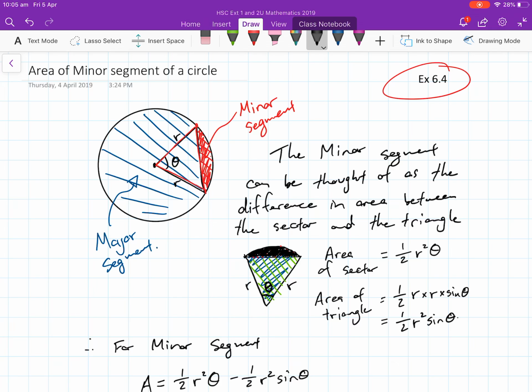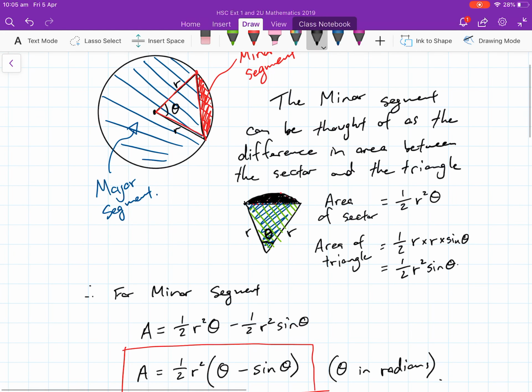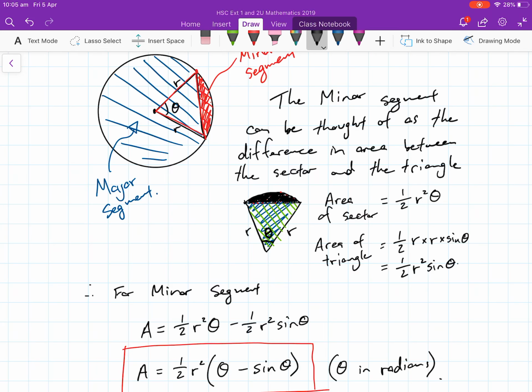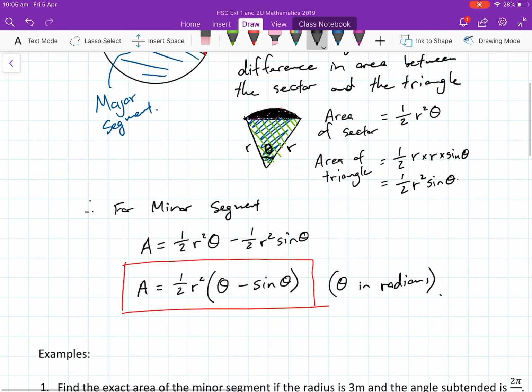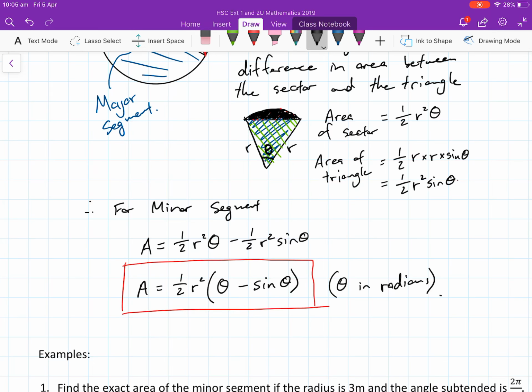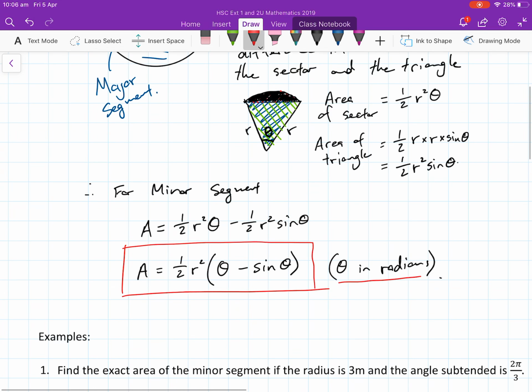The area of the sector, as we found out before, was half r squared theta. And then the area of a triangle, by using half AB sine C, is half times r times r sine theta, which is half r squared sine theta. Now, if I find the difference in those, I subtract half r squared theta minus half r squared sine theta, and you get the thing in the red box. A is equal to half r squared outside of theta minus sine theta. And again, you have to have theta in radians, otherwise it does not work. Degrees, you have to do conversions for, etc.